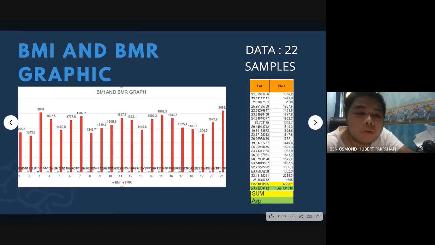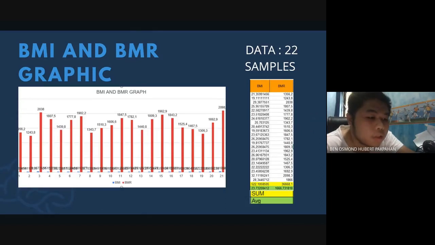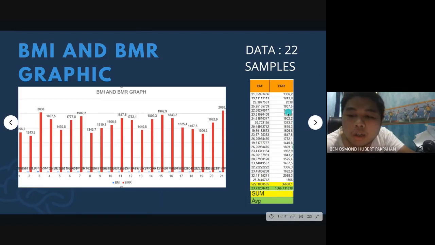Moving on to the next one, the instruction is to make the graphic that fits all of the BMI and BMR data. So this is the graph. The samples are on the right. There are 22 samples, including the sum and average. So this is the BMI and BMR graph of the 22 samples.